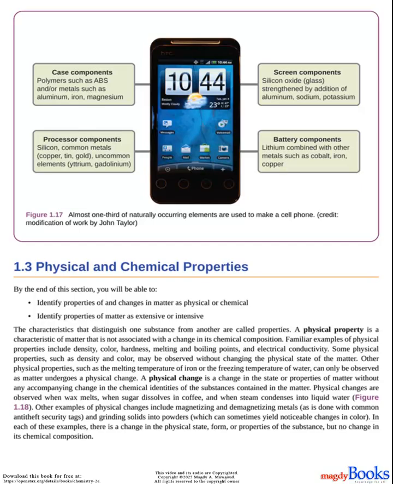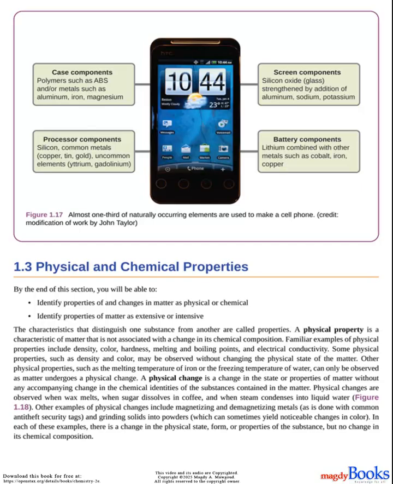A physical property is a characteristic of matter that is not associated with a change in its chemical composition. Familiar examples of physical properties include density, color, hardness, melting and boiling points, and electrical conductivity. Some physical properties, such as density and color, may be observed without changing the physical state of the matter. Other physical properties, such as the melting temperature of iron or the freezing temperature of water, can only be observed as matter undergoes a physical change.